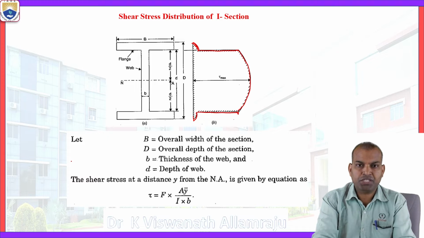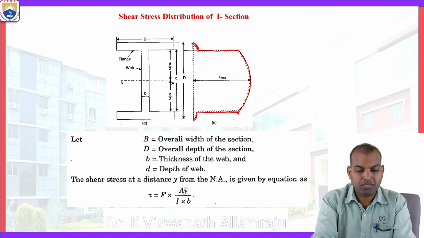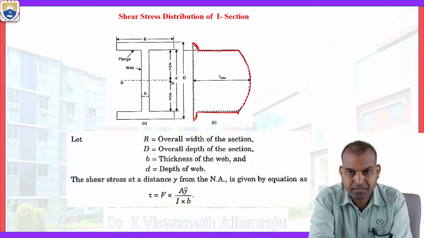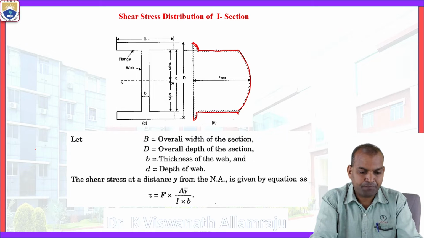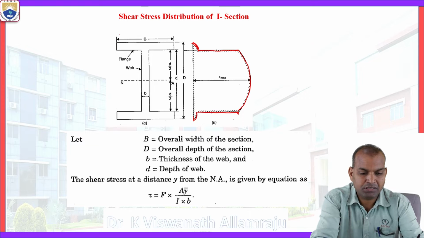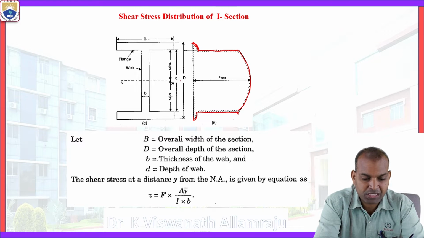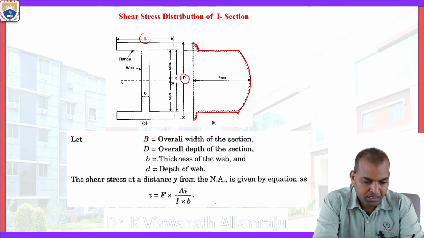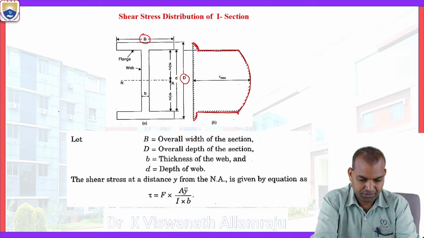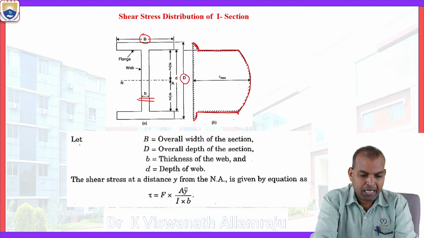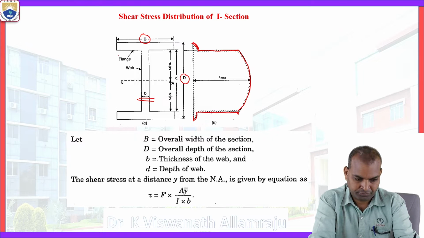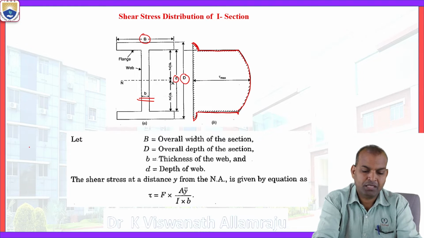The maximum shear stress occurs at the neutral axis. At the neutral axis, it is observed as the maximum shear stress. Now, let us describe figure A. Capital D is the overall depth of the section, capital B is the overall width of the section, small b is the thickness of the web, and small d is the depth of the web.